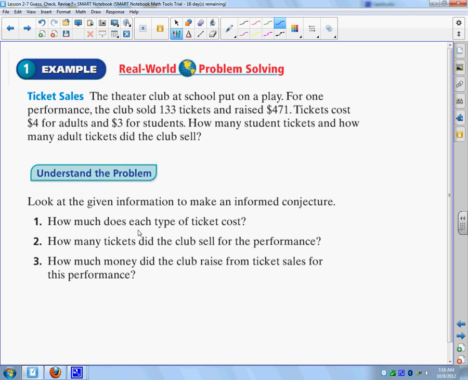So how much does each type of ticket cost? You're just jotting down some notes. So you could write $4 for adults, $3 for students. Okay, so we know that. How many tickets did the club sell for the performance? So they sold 133 tickets. And then how much money did the club raise from ticket sales? So they raised $471. Those are just the four numbers that we have up here.